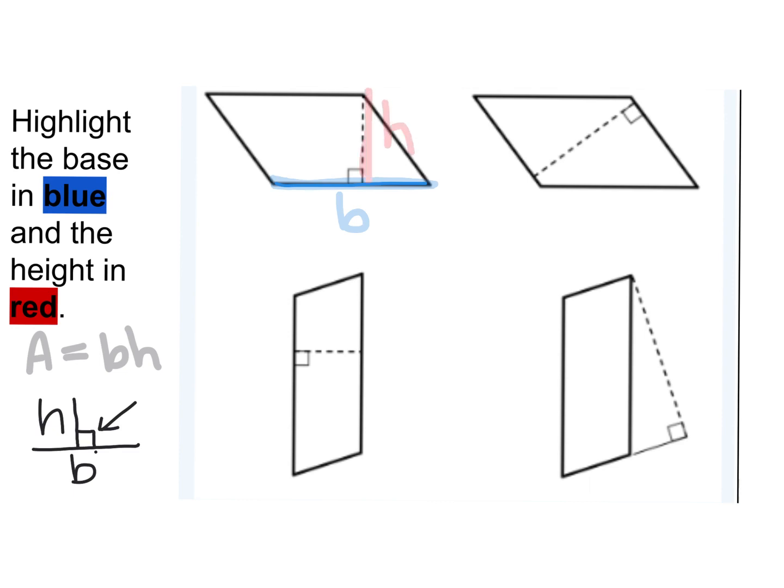So you're going to do that for each one of those parallelograms. So make sure that you are looking for that magic square. Like I said, it's a magic square, and that's going to help you out with all your shapes from now on. So good luck on this, and when you're done highlighting, go to the next problem.